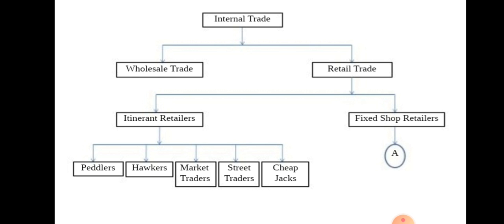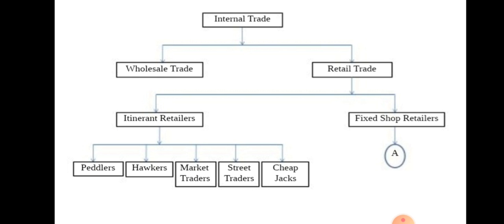Next one is pavement or street traders. Pavement or street traders means they sell their goods at a busy street. They will not come to your place and give the things, but they will sell the goods at busy street corners or pavements. They are also called roadside traders because they are selling things on the side of the road. That is why they are known as roadside traders. They are also found selling their goods in front of different markets, and they usually sell consumer goods for daily use.